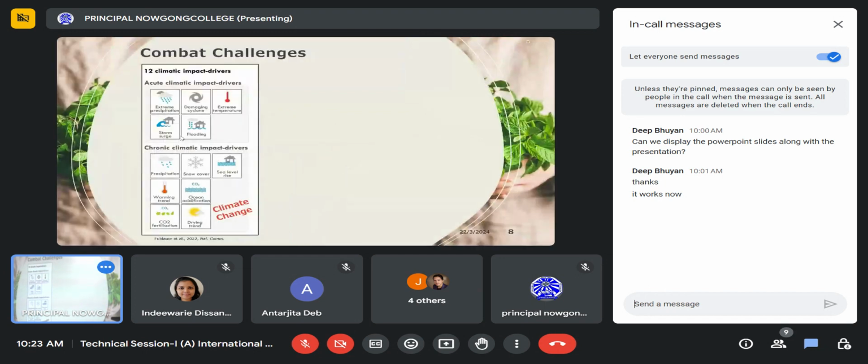Well, we all know that climate change is the worst influence on every aspect of our daily life. An Oxford colleague published this work in Nature Communications in 2022, and they pointed out 12 climatic impact drivers. They can be divided into two sectors, acute and chronic ones. And if you read through this list, you'll find that all of them or many of them will impact your food productivity, quality, and agricultural practices.